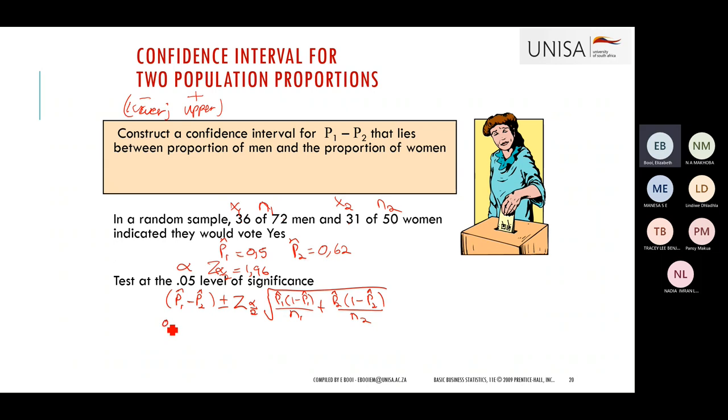P1 is 0.5 minus 0.62 plus or minus our critical value of 1.96 times the square root of P1, which is 0.5 times 1 minus 0.5, everything over N of 72, plus 0.62 times 1 minus 0.62, everything over N of 50. So first, let's do the calculation.